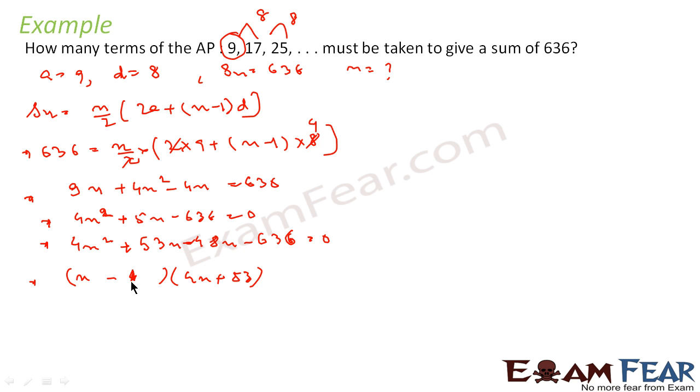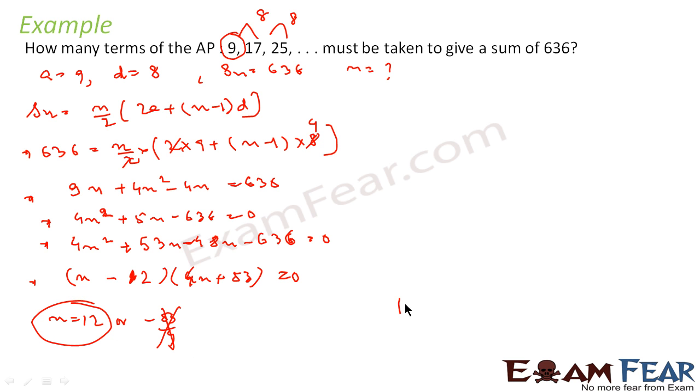I'll take −12 common. Why? Because I'll get 48 here, from 12 into 4n. Correct? Is equal to 0. So I'll get n = 12 or n = −53/4. n negative is not possible, and a fractional value is also not possible. So n = 12 is my answer.